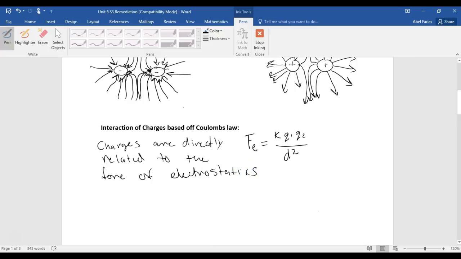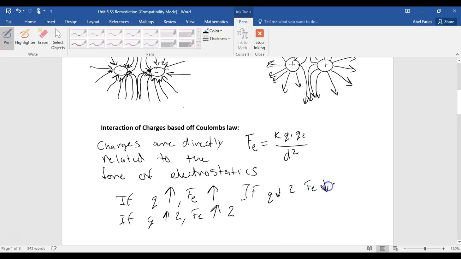So what that means is, let's say we have Q1 as one of our charges. If the charge goes up, so if Q goes up, Fe will also go up. They're directly related. So if Q goes up by 2, Fe will also go up by 2. Now, if it goes down, then also force of electrostatic also goes down. So if Q goes down by 2, Fe also goes down by 2, so on and so forth. And that's how this essentially works.